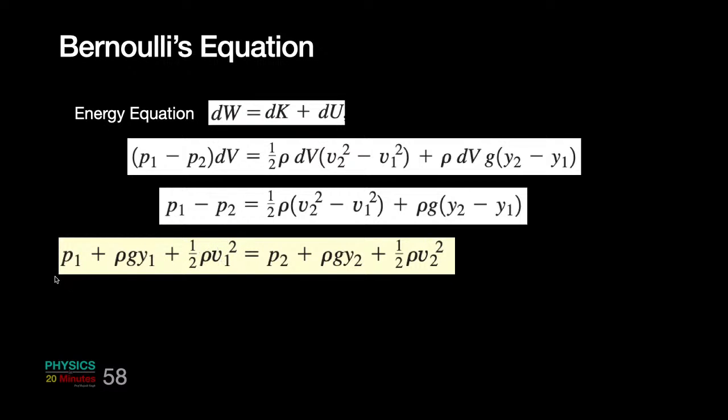Now remember, point 1 and point 2 are arbitrary in the pipe. If you remember the pipe that we had chosen, 1 and 2 were chosen arbitrarily. You can take any two points as 1 and 2.